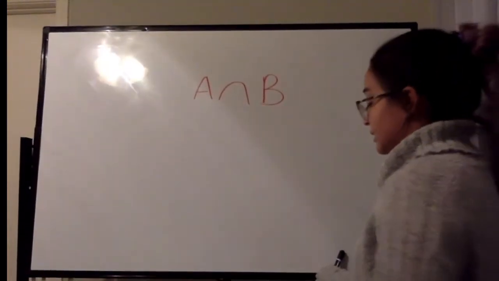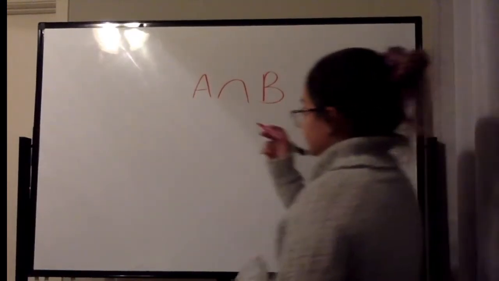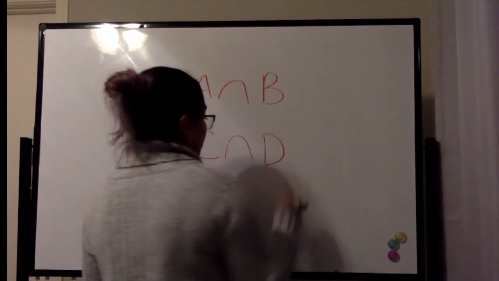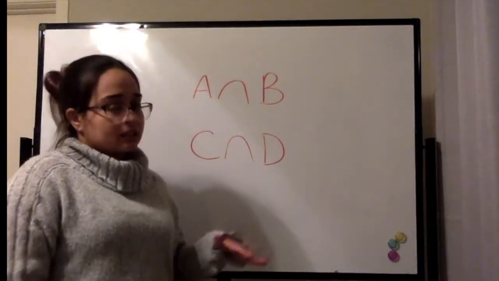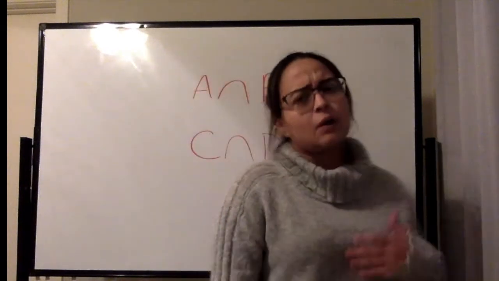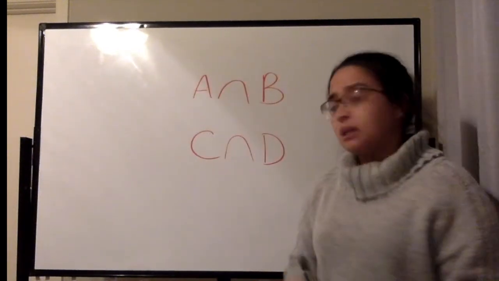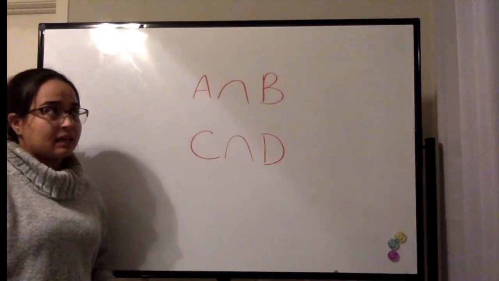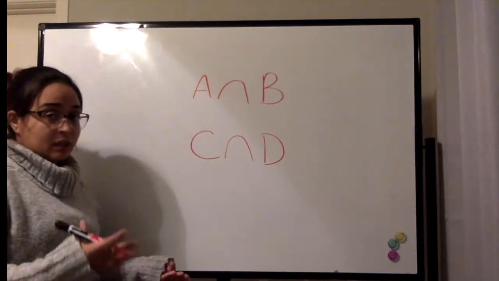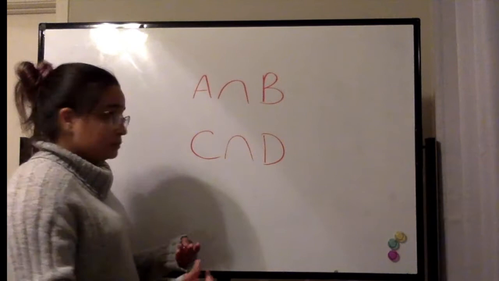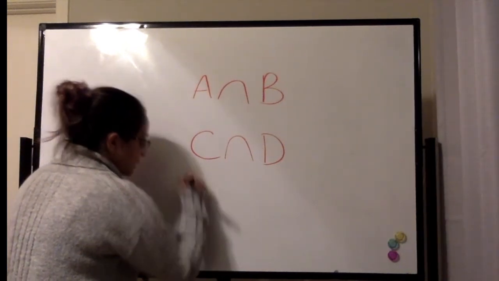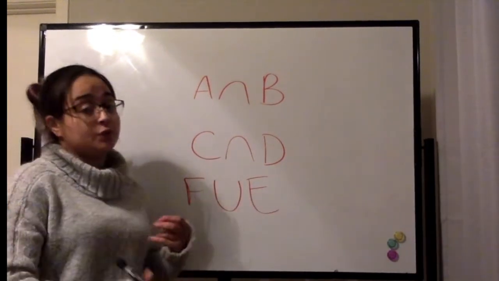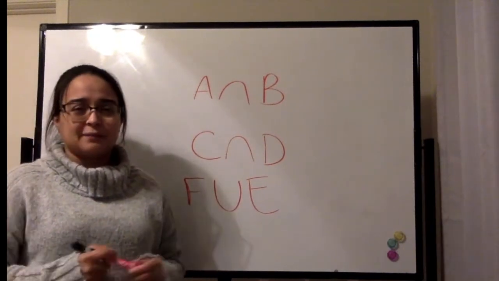And it is written like so. C intersection D. Okay? Now, this is just as an example. How would we write it when it's a union? Let's say we had a set F and a set E. F and E. Let's say that those were a union. They would be written like this. F union E. Do you guys remember that? Okay.